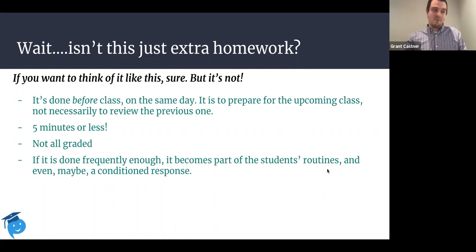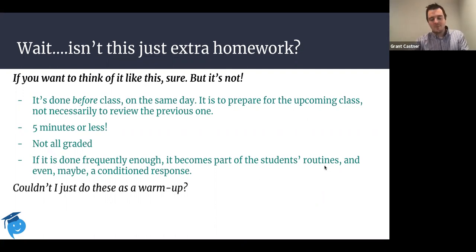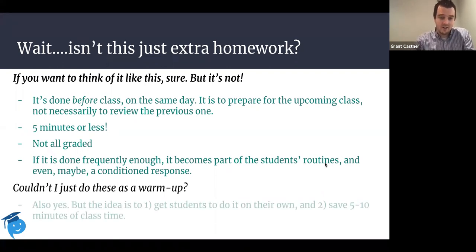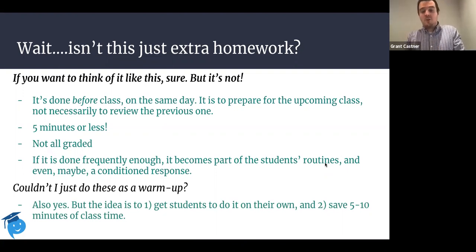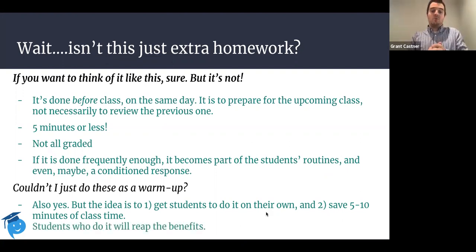That is the assignment. And then another pushback question would be, couldn't I just do this as a warm-up? Again, if you really want to, so be it, go ahead. Yeah, you could, but the idea is to get students to do that on their own agency, taking responsibility. And two, you can save 5 to 10 minutes of class time and just get your students more involved with using the language. And I promise you, students who do this will reap the benefits.